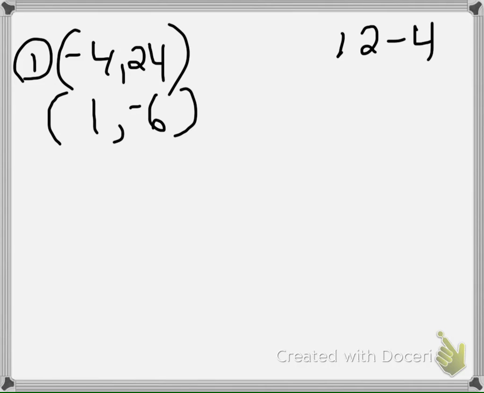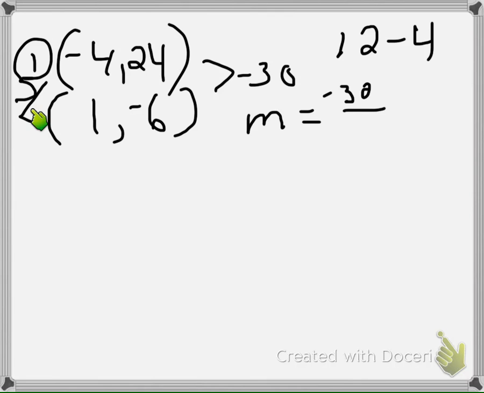Okay, here we go. First thing we have to do is find the m, and the m is the change in y divided by the change in x. So if we're at 24 and we go to negative 6, I believe that's negative 30. And if we're at negative 4 and we go up to 1, that's a positive 5. M is always equal to the change in y divided by your change in x. And if you divided these, negative 30 divided by 5 would be 6. Sorry, no it wouldn't. It would be negative 6.